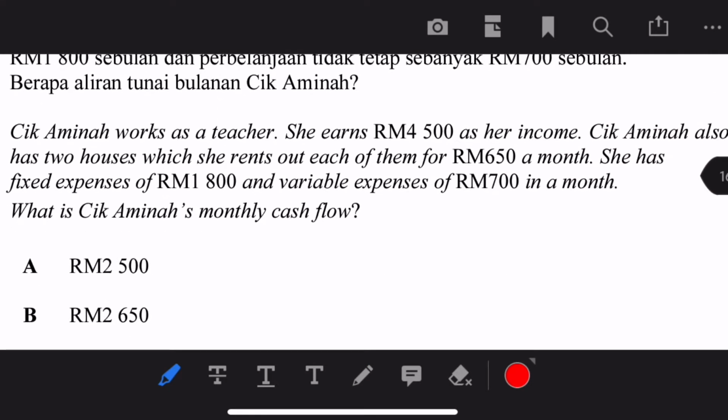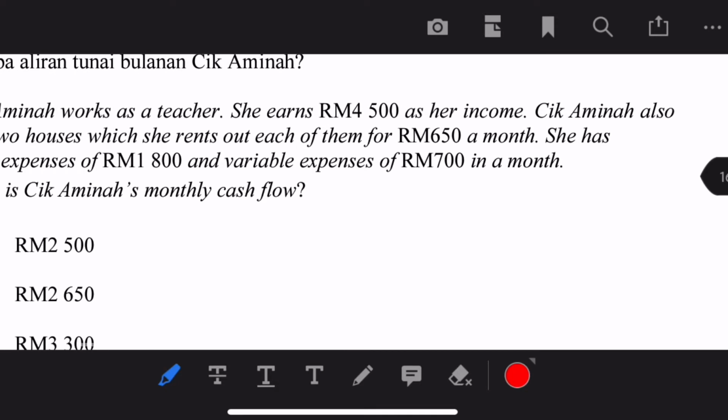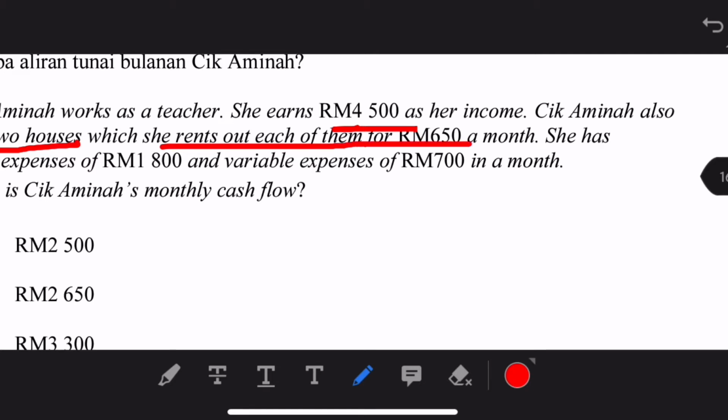Okay, for this question, Che Amina worked as a teacher. She earned 4,500 as her income, and Che Amina also has 2 houses which she rents, each of them 650. So that means the inflow will be income plus with the renter, right?